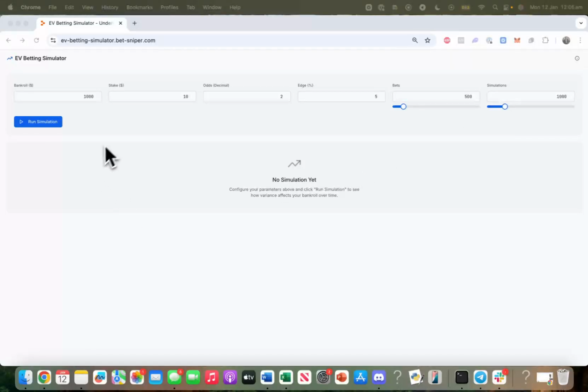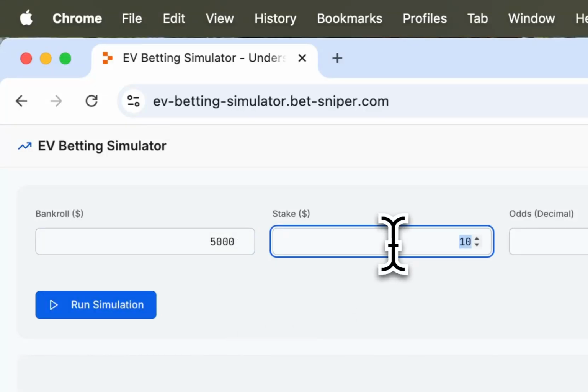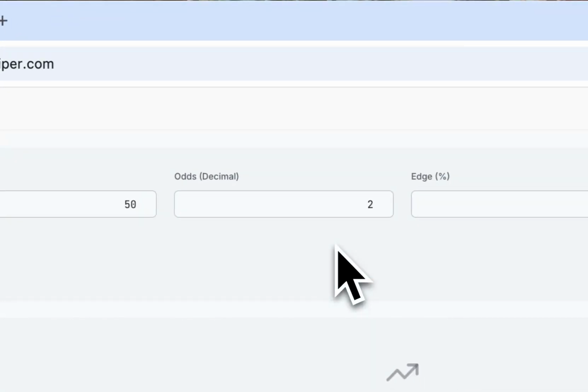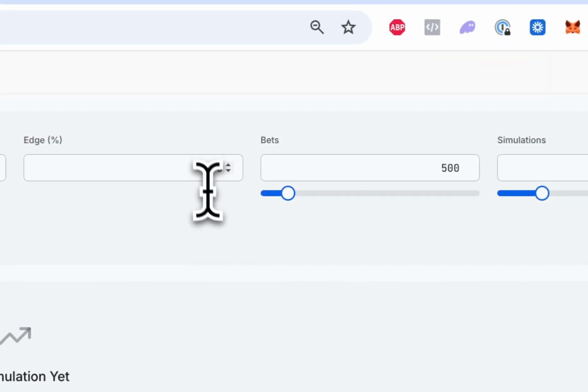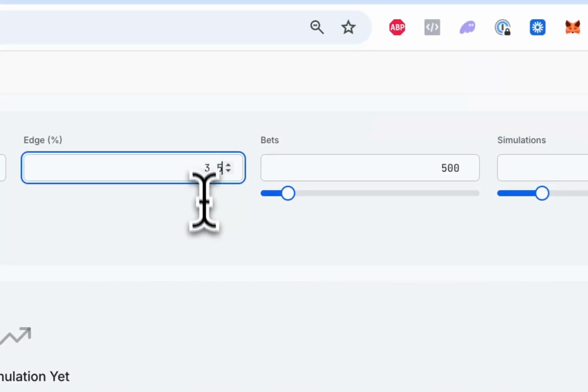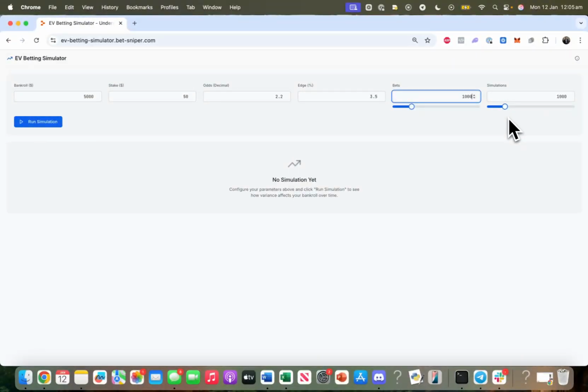We'll run this for a pretty standard EV betting strategy with BetSniper. So we can say a bankroll of 5,000, stake of around 50, so that's 1% of your bankroll, $2.20 odds, so this is probably for a singles strategy, and then average EV of 3.5%. Number of bets being 1,000, and we can just run for 1,000 simulations.